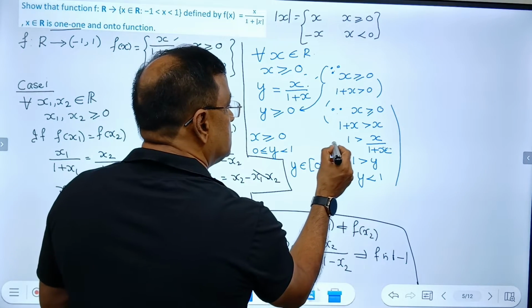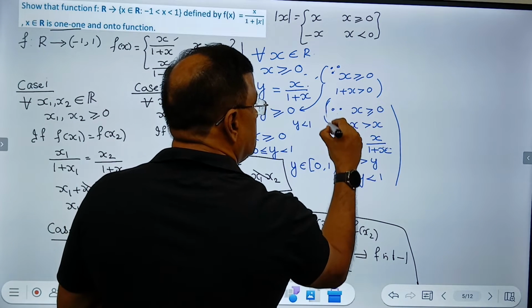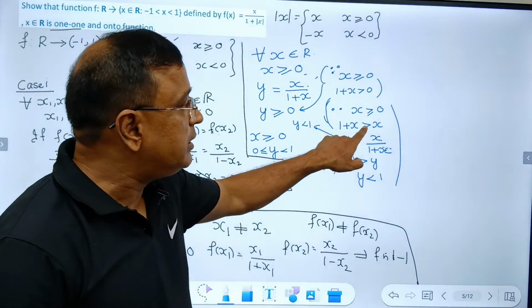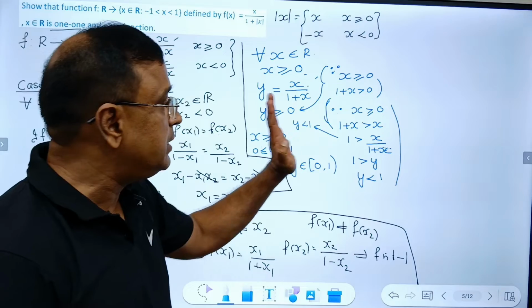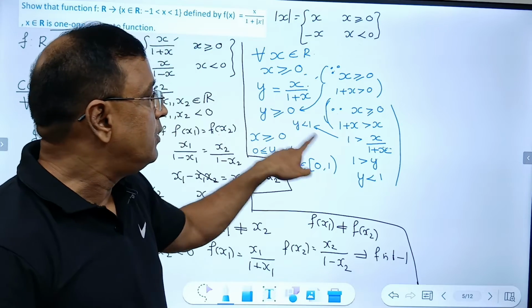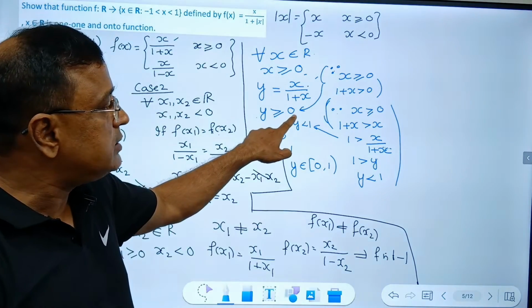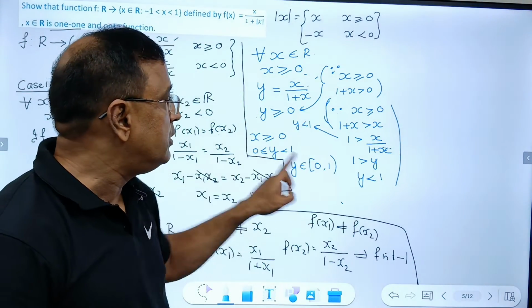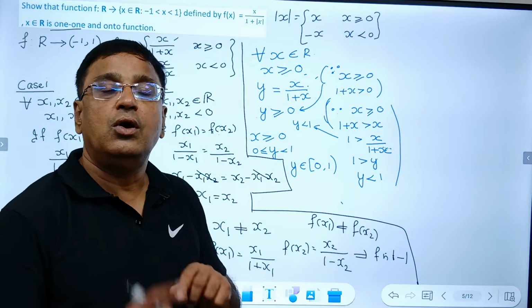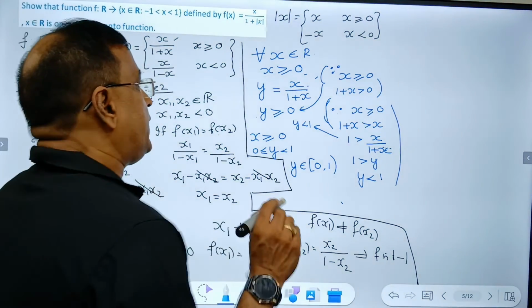Now for saying y is less than 1, this is the reason. What is the reason? X is positive, so 1 plus x will be greater than x. So 1 will be greater than x by 1 plus x. Now x by 1 plus x is y. So 1 is greater than y, which means y will be less than 1. So already you have y greater than or equal to 0, y less than 1. If I put them together, I get y belongs to 0 to 1, 0 included, 1 not included. Clear? Now the second part.